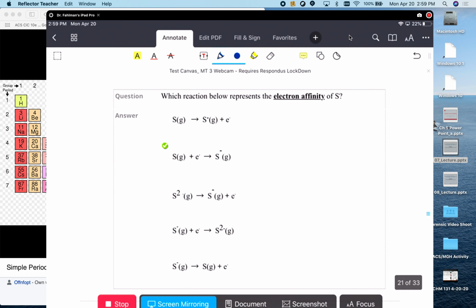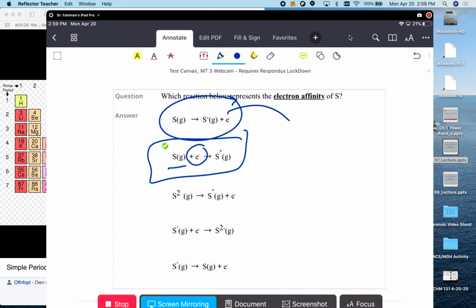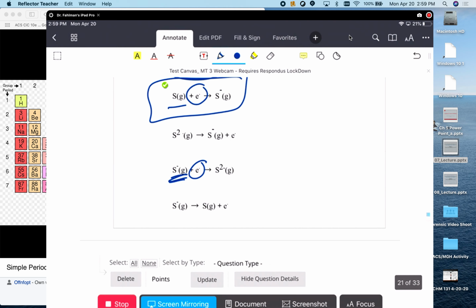And then electron affinity, so it's just adding an electron to something, so this is just a definition type of question. Okay, this is ionization energy, okay, where you're kicking off an electron. Okay, and this would be an affinity as well, but it's not the electron affinity of sulfur. Okay, so that's of S minus. Okay, and that's the last question.